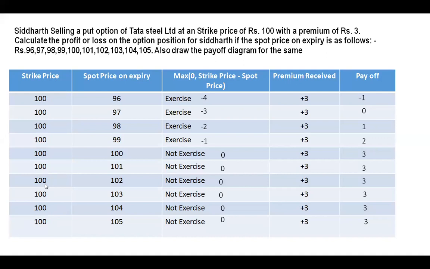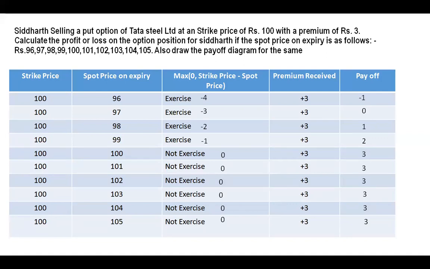So this is the payoff table of Siddharth. Siddharth is having unlimited loss and limited profit. Profit will not go above 3 rupees. This is constant profit of 3. Whenever there is a not exercise, he will earn only 3 rupees. Whenever put buyer will exercise, he will make a loss, because the buyer exercises when he makes profit. So this is the payoff of both the parties.